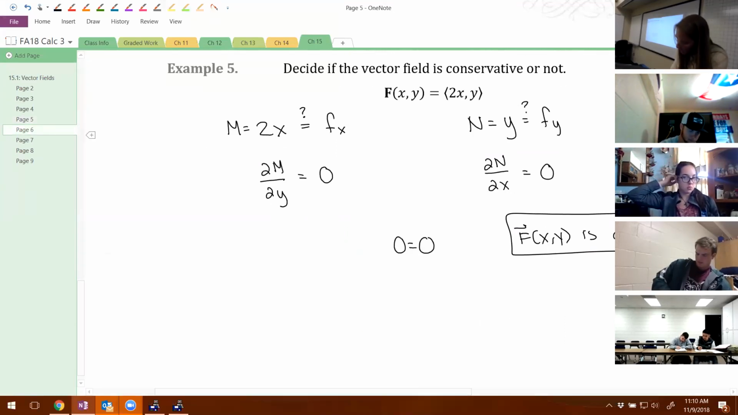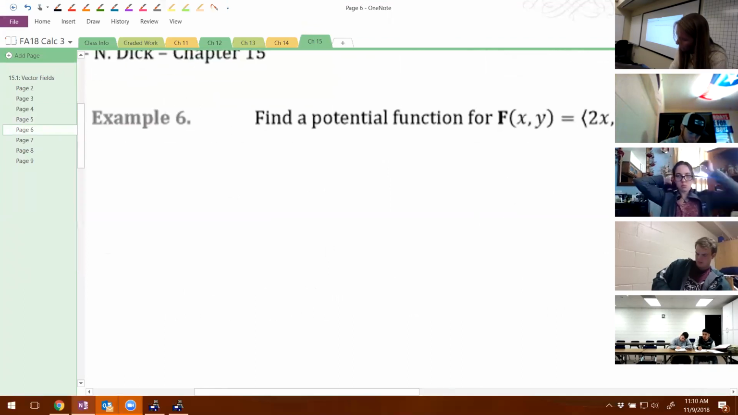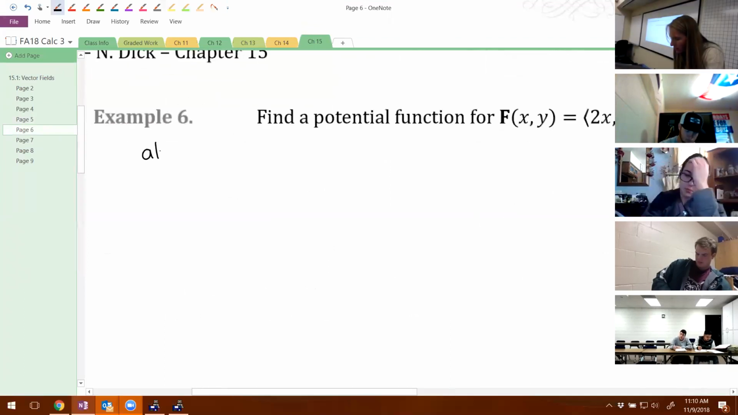So on the top of the next page, same function we just worked with. Okay, we already know it's conservative. So I'm going to note that here too. Already know F of xy is conservative from example 5.